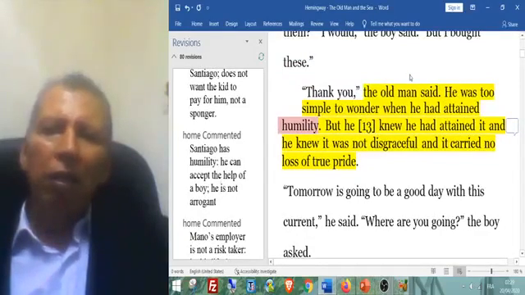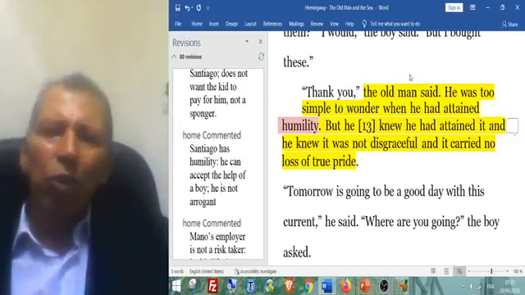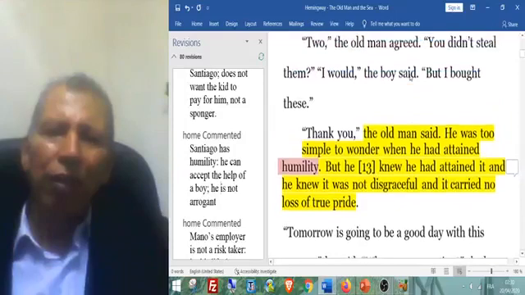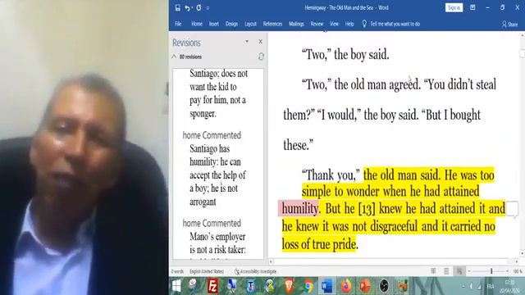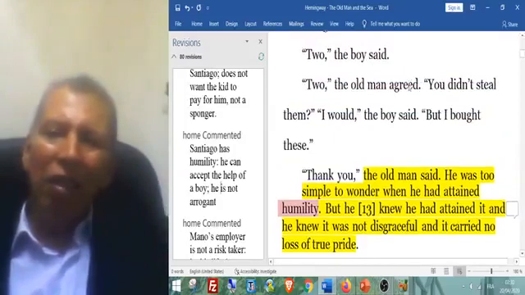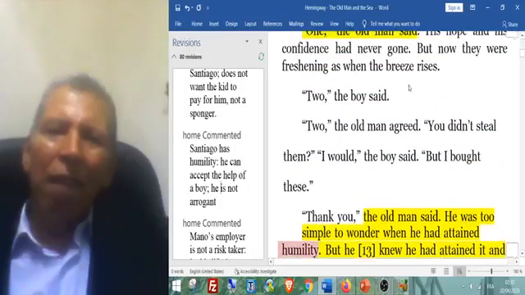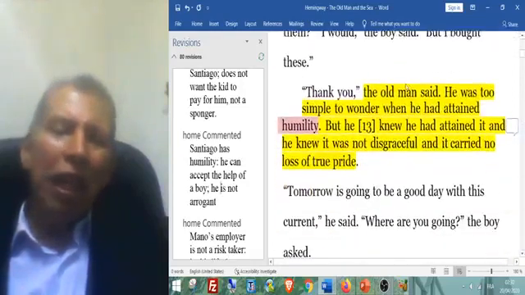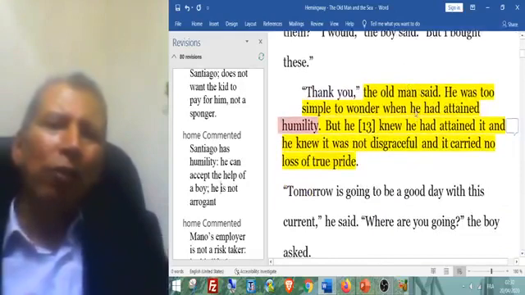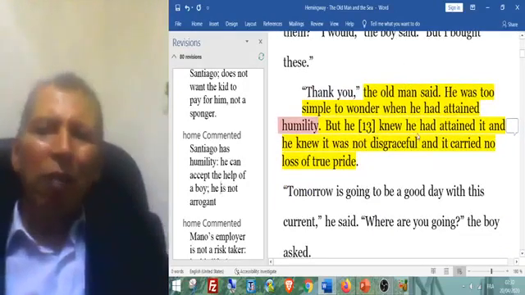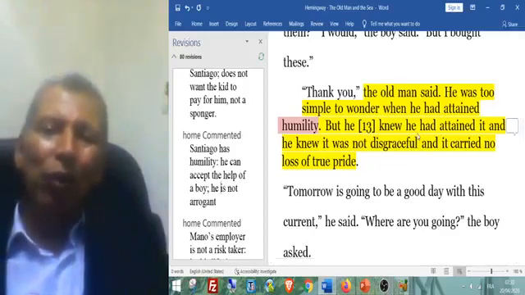Thank you, the old man said. It was too simple to wonder when he had attained humility, but he knew he had attained it, and he knew it was not disgraceful, and it carried no loss of true pride. He's a proud man, he's a dignified man. So he accepts help. He's not arrogant.